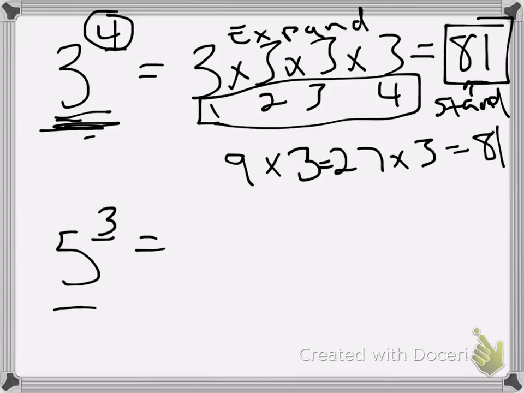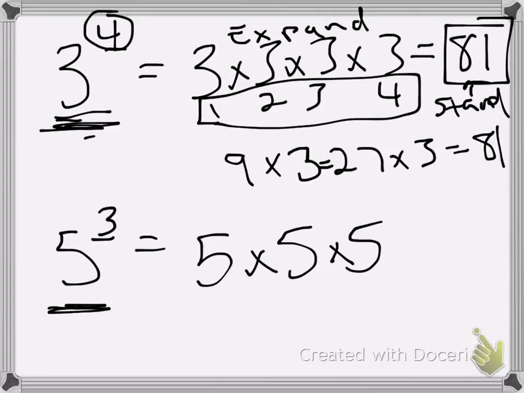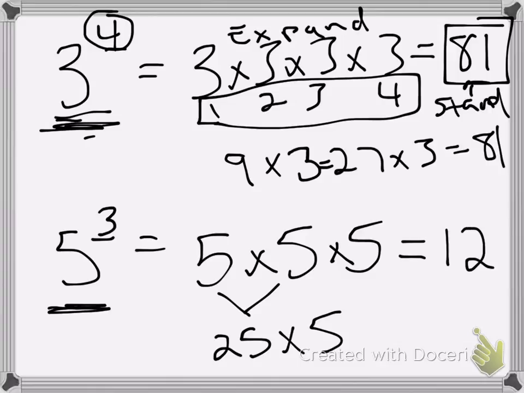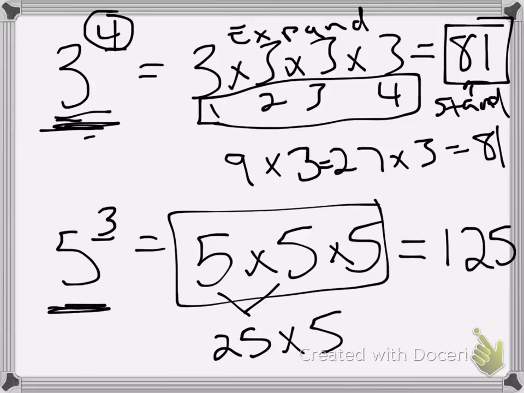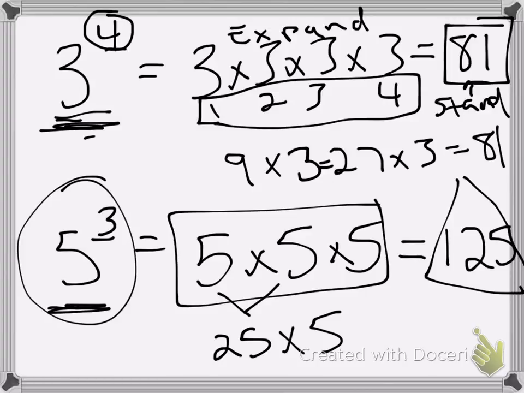Alright, we're going to take this 5 to the 3rd power and expand it to 5 times 5 times 5. So that's 5 to the 3rd power. You got 5 times 5, which is 25, times 5. 5 times 25 is 125. Okay, so exponents, expanded form and standard form. And of course, the exponent form.